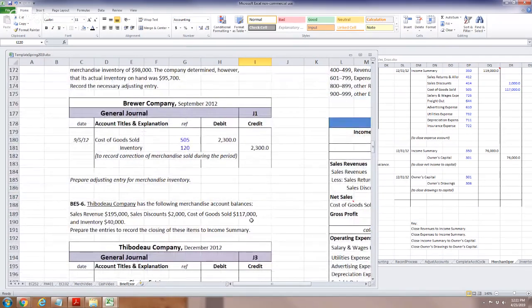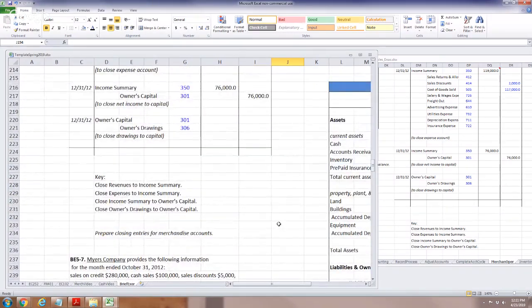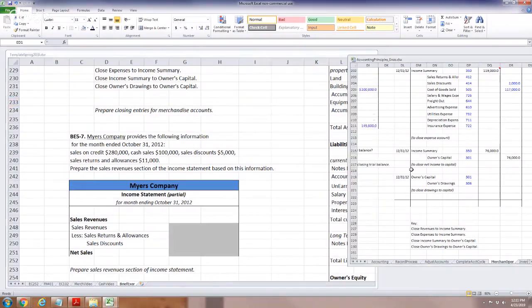We're almost halfway through these. Thibodeau again: you have the listing of everything up here, the sales discounts and everything, and again, how to close these out. There's a little key here that you can look at. Number seven.